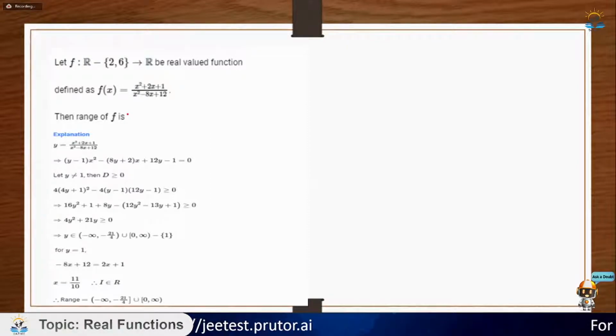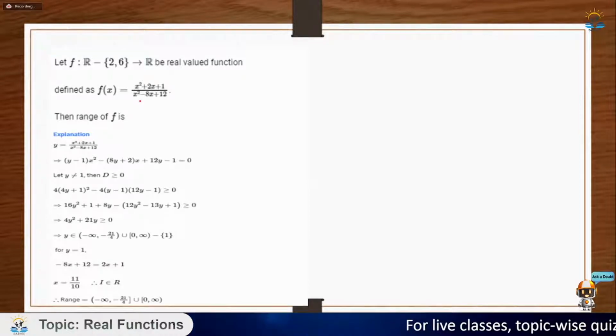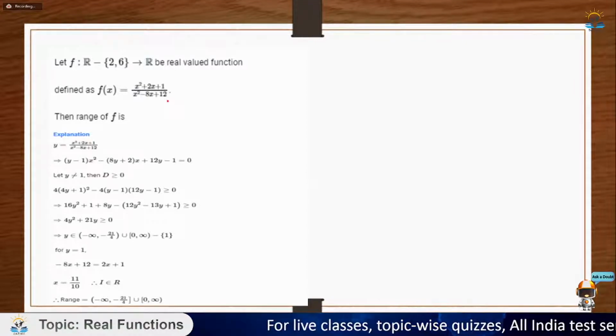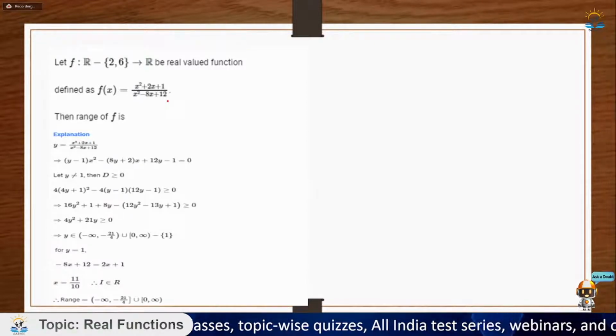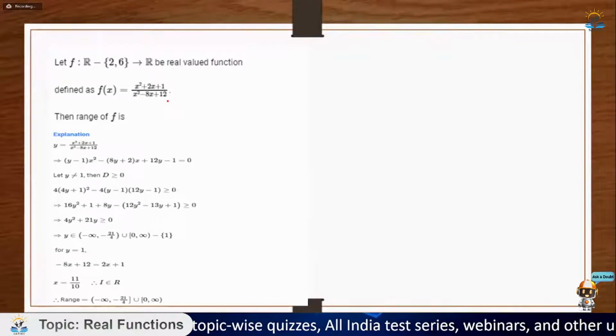If the domain had been asked, we would have directly told it, because we know that the denominator can't be equal to 0. So we would have said that x square minus 8x plus 12 is not equal to 0, and the values which I get for it being equal to 0, we will eliminate those values, and we will tell them that the set of all real numbers is your domain, leaving the values where you are getting the denominator equal to 0.